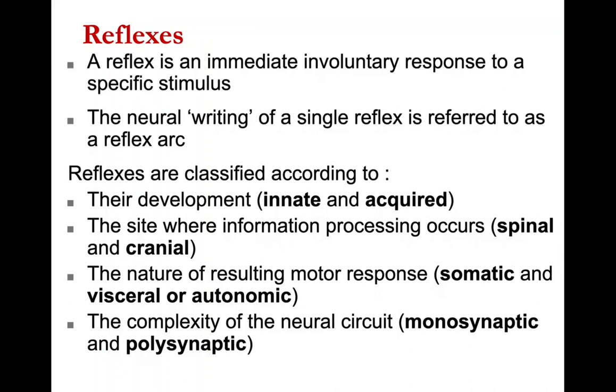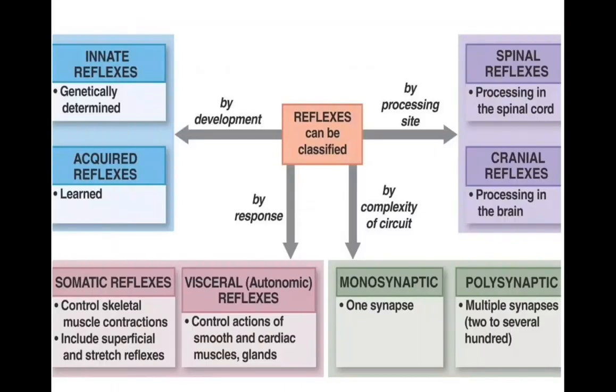So a reflex is an immediate involuntary response to a specific stimulus. The neural wiring of a single reflex is referred to as the reflex arc. It's the pathway. They're classified according to their development: is it innate or acquired? The site where the information processing occurs: is it spinal or cranial? The nature of the resulting motor responses: are they somatic, visceral, or autonomic? And the complexity of the neural circuit, monosynaptic or polysynaptic. This is just showing different ways of classifying them.